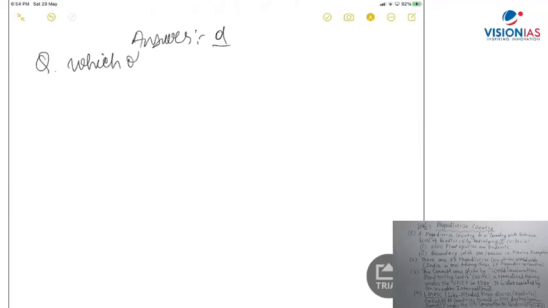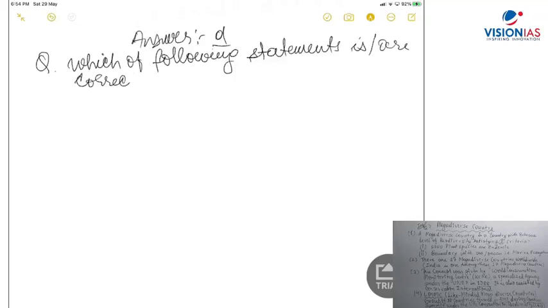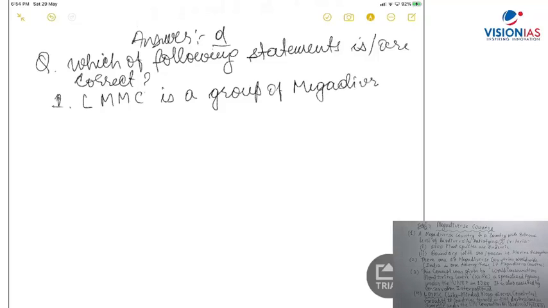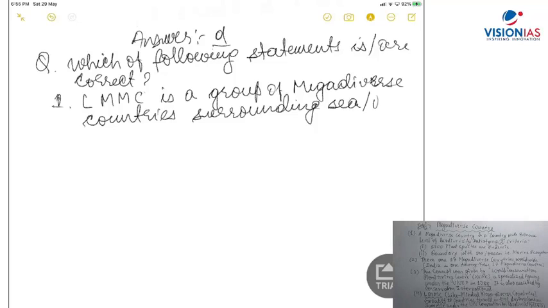Let's say you get a question: which of the following statements are correct? Let's say in this coming exam you get a question like this one. A statement type question. Statement 1: LMMC is a group of mega diverse countries surrounding sea or ocean.